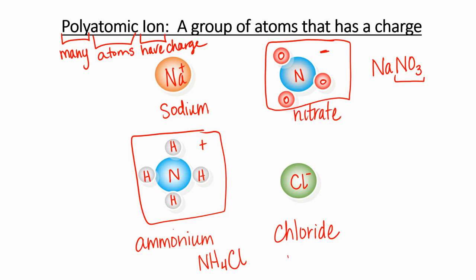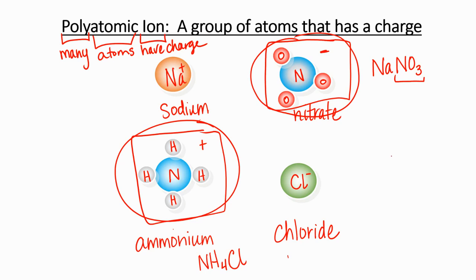So what are the polyatomic ions? Well, when you have more than one atom that all together have a charge. Sodium and the chloride are both ions, but they're not polyatomic. They're just monoatomic ions. So they're not an example of a polyatomic ion.